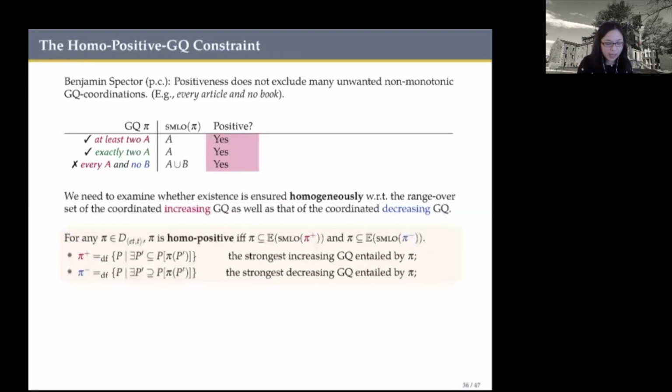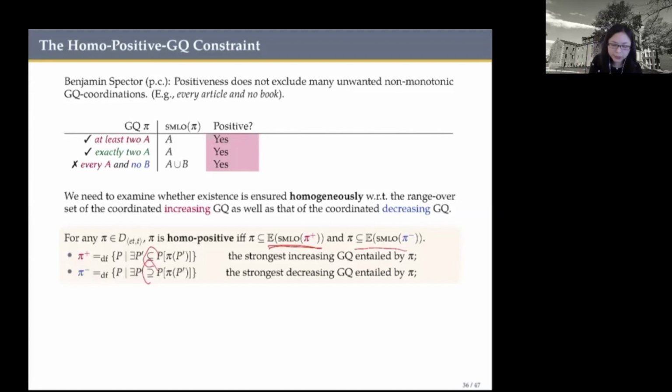Formally speaking, I propose that for any pi of type ETT, pi is homogeneously positive if and only if it ensures two things. It entails the existence of something in the range over set of pi plus, where pi plus is the strongest increasing GQ entailed by pi, and that can be defined in terms of a subset relation. And it also ensures the existence of something in the range over set of pi minus, where pi minus is the strongest decreasing GQ entailed by pi and can be defined in terms of a superset relation.